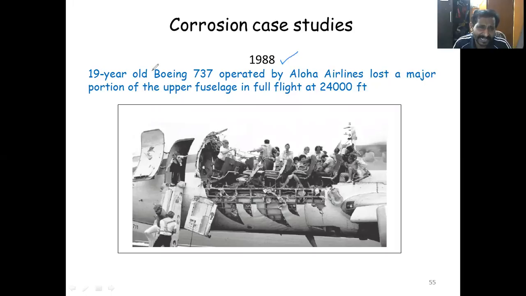The first one: in 1988, a 19-year-old Boeing flight operated by Aloha Airlines was at 24,000 feet. Due to a small crack caused by corrosion, the total roof of the flight was damaged at 24,000 feet. Corrosion is a small point, but its damage is enormous. Remember that. It looks like a small topic, but the damage is very high. This is one case study.